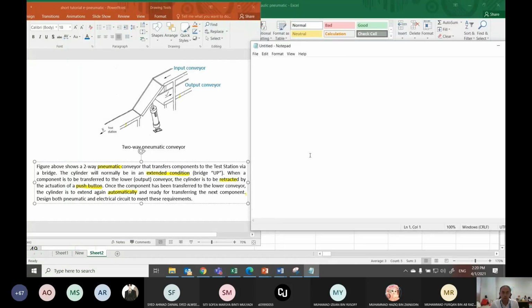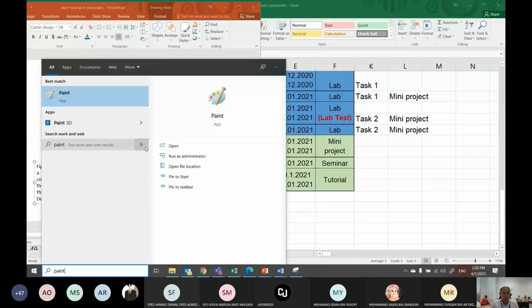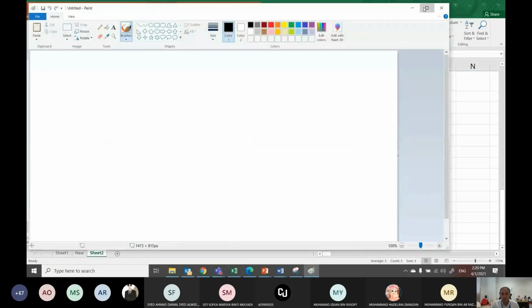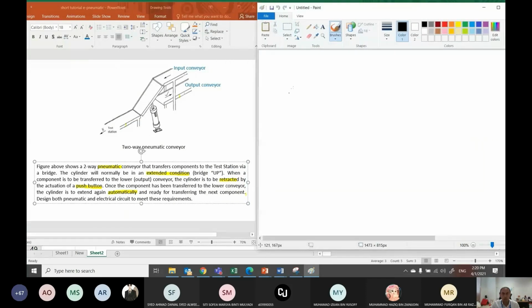Okay. So, this is Notepad. Silap, should be pen. Pen, draw, basket. Okay. So let's solve this. So you know that you have to design first the pneumatic circuit and then the electric circuit.